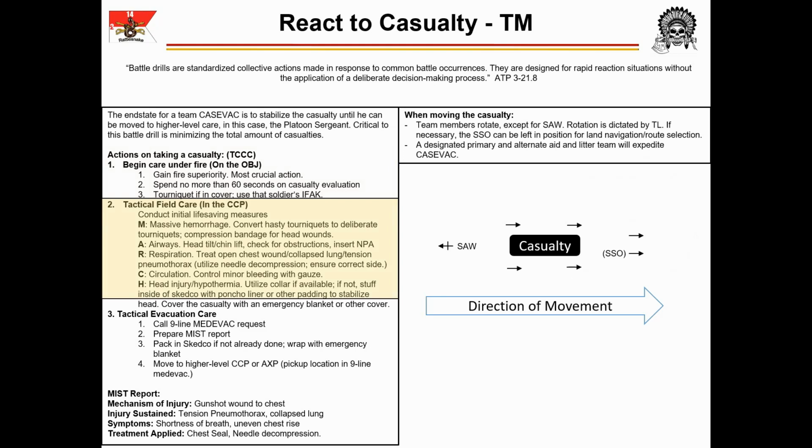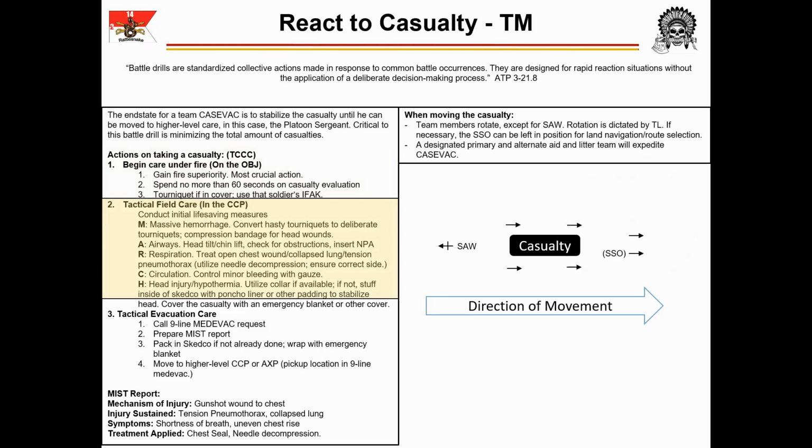The M stands for massive hemorrhage. Convert any hasty tourniquets, which were applied on top of clothing, to deliberate tourniquets that are applied 2 inches above the wound underneath the clothing. Pack wounds with combat gauze and apply a junctional tourniquet if available.